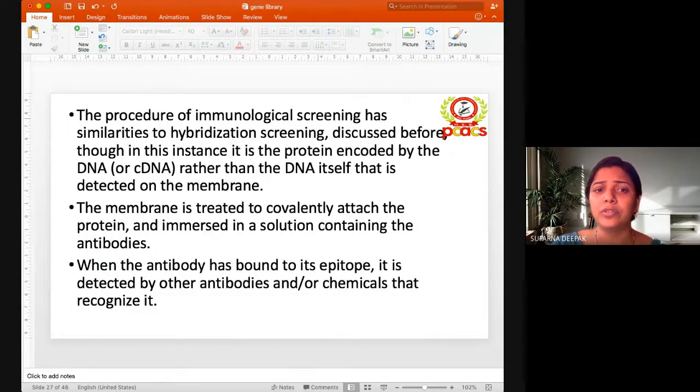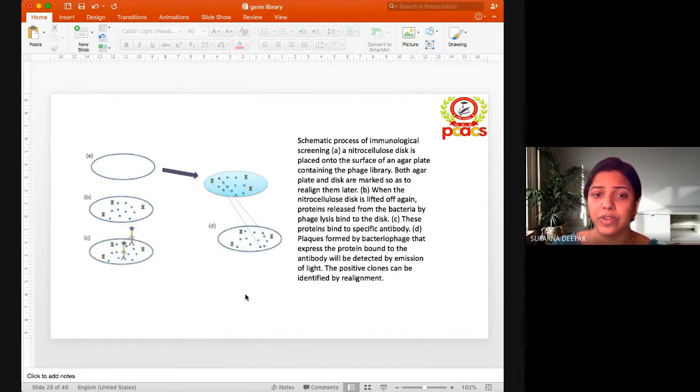So the procedure is very much similar to what we have already discussed. The membrane is treated with covalently attached protein and immersed in a solution with antibodies. These antibodies will go and bind to the epitope that is specific to your protein of interest. This is the same thing that has been shown. Bacteria get transferred onto the membrane, and this can also be done for your phage libraries. Instead of bacteria, if we replace them with phages, that can also work.